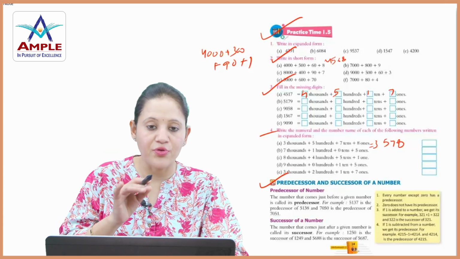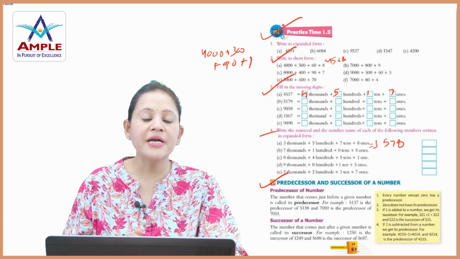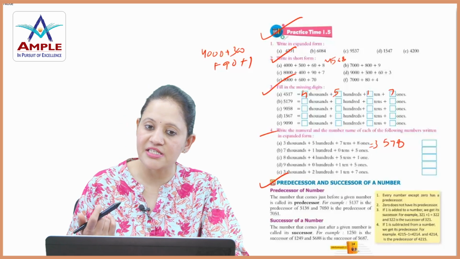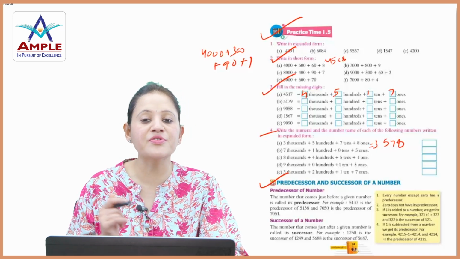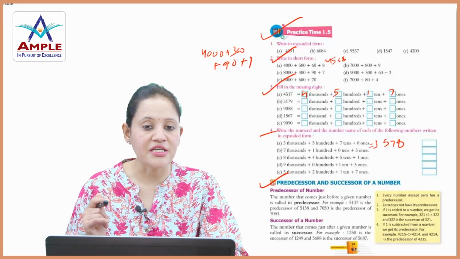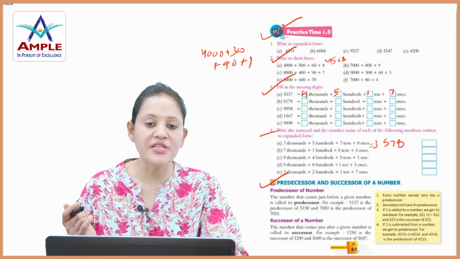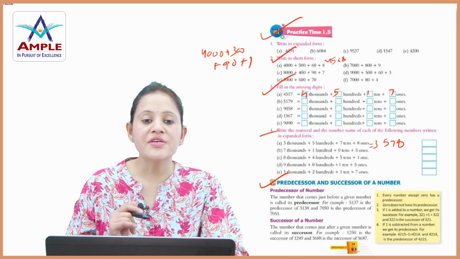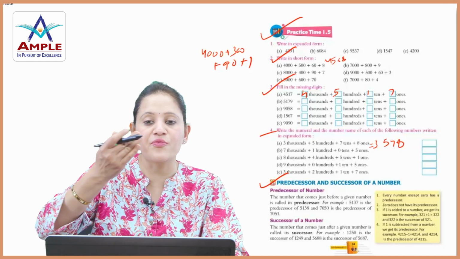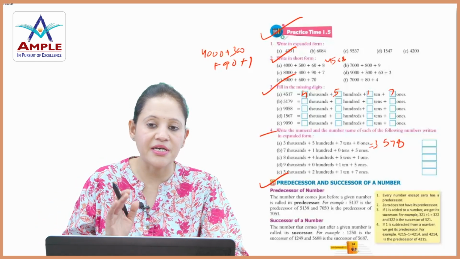Next, predecessor and successor of a number. Pre means before. What comes before? The predecessor of a number is the number that comes just before the given number. For example, 5137 is the predecessor of 5138, and 7050 is the predecessor of 7051. So predecessor means what comes just before the given number.